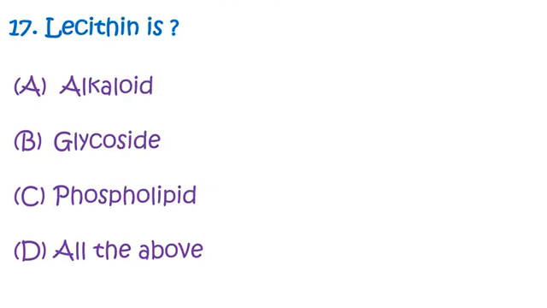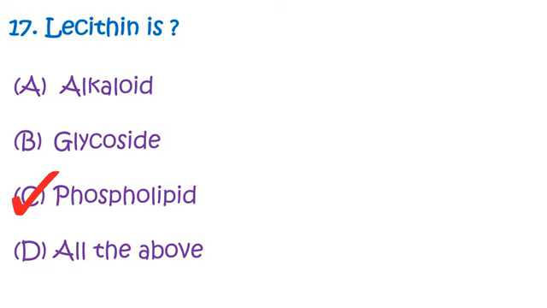Question number 17. Lecithin is dash. Options are option A, alkaloid, option B, glycoside, option C, phospholipid, option D, all of the above. And the correct answer is option C, phospholipid.